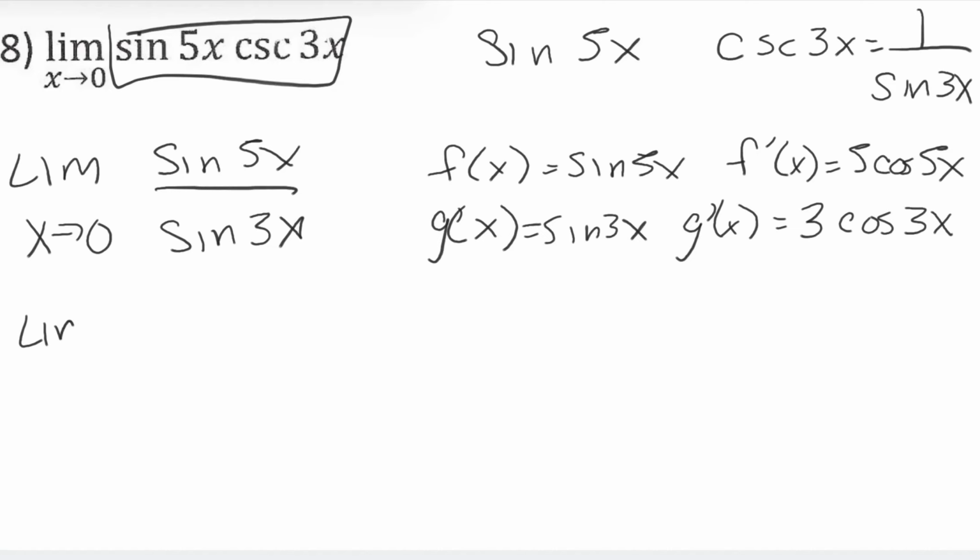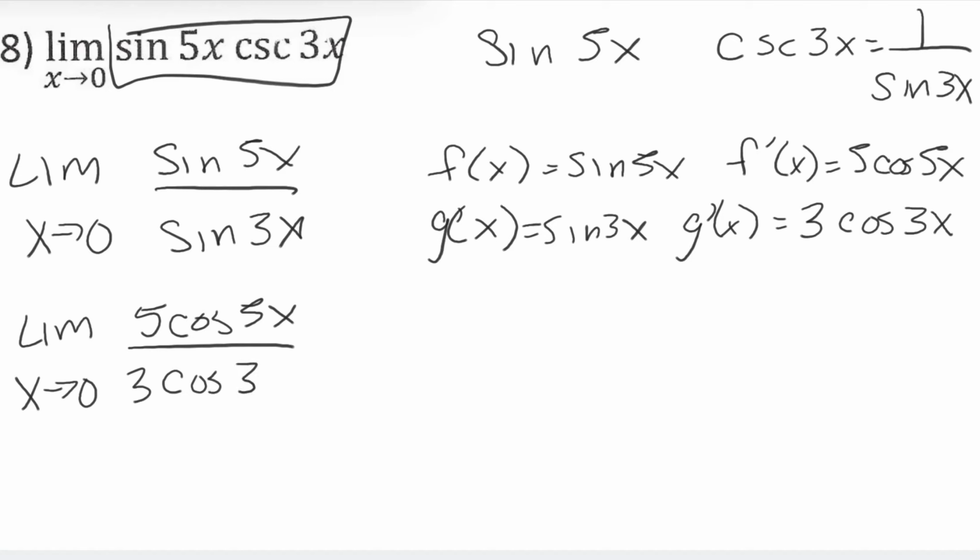So now I'm going to do the limit as x goes to 0 of 5 cosine of 5x over 3 cosine of 3x. Now what's cosine of 0? 1. So the top is 5 and the bottom is 3. And that's my answer.